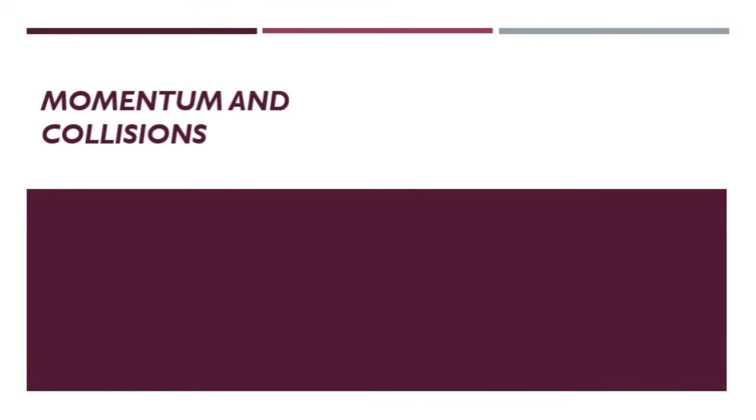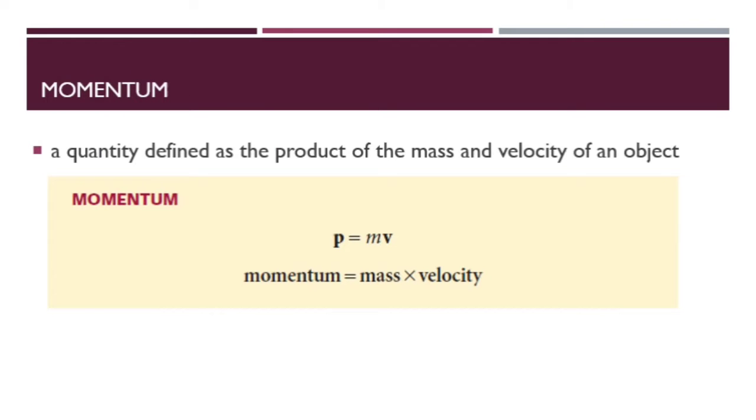Collision, sort of like an intro. Momentum is a quantity defined as the product of mass and velocity of an object. It's probably the most important definition. If you have a large mass or a large velocity, or both are large, you're going to have large momentum.